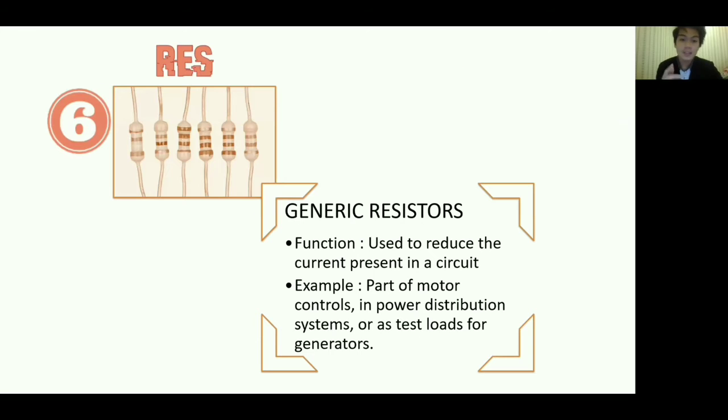Okay, and then the resistor. What is the function of a resistor? The generic function of a resistor is to reduce the current in a circuit. Examples: part of motor controls in power distribution systems, or as loads for generators.